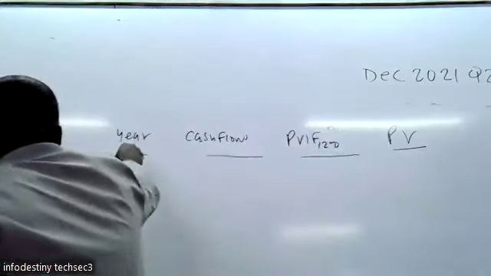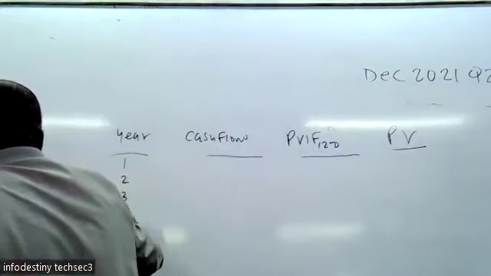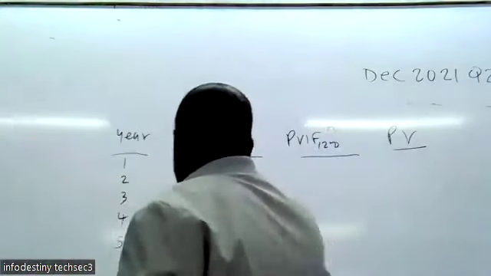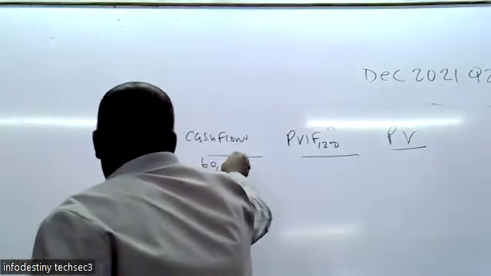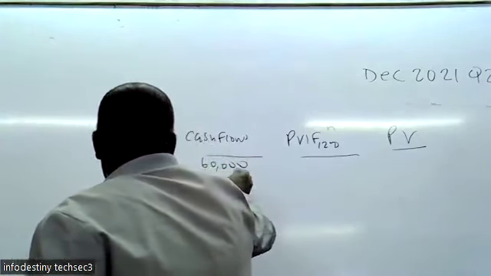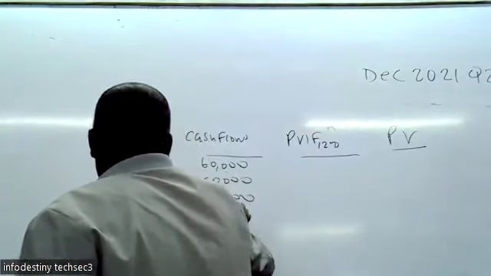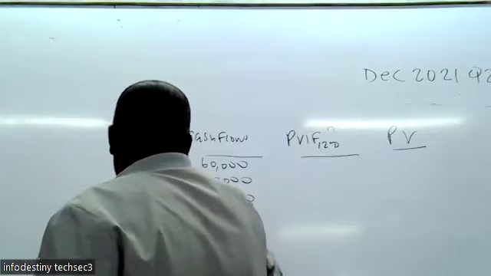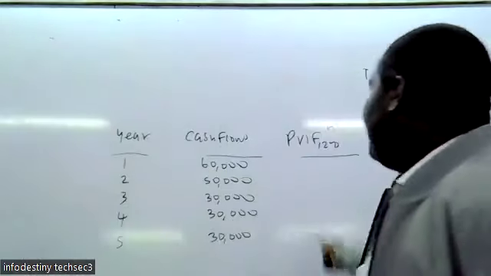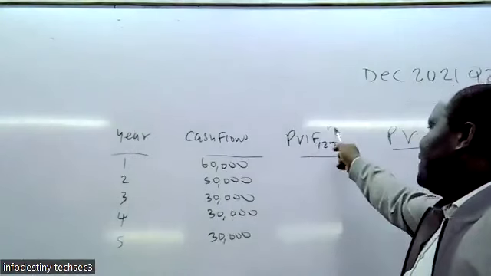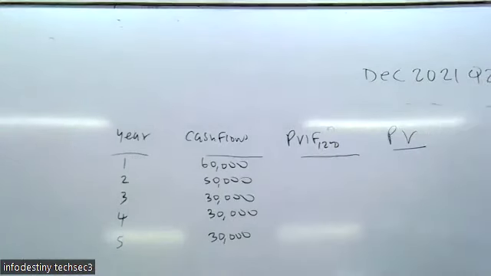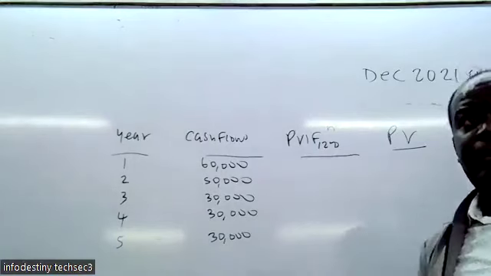So there is year 1, year 2, year 3, year 4, up to year 5. So those cash flows, there is 60, there is 50, there is 30, there is also 30, there is also 30. So this is the present value interest factor 12% for each period. So N is each period. So I want us to use the other table, the one for the single period table.